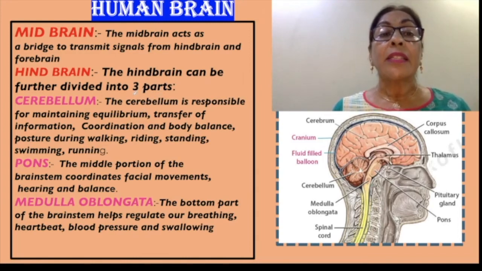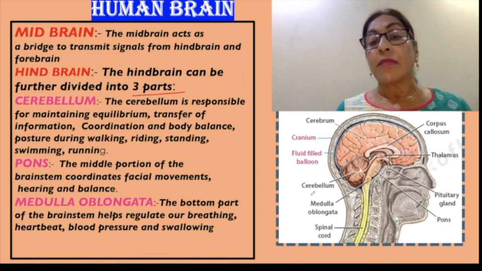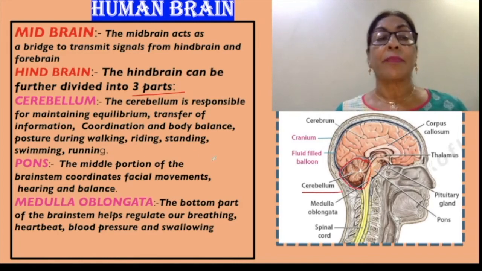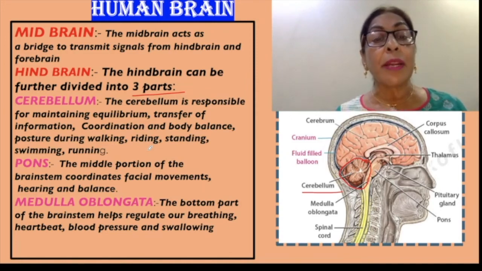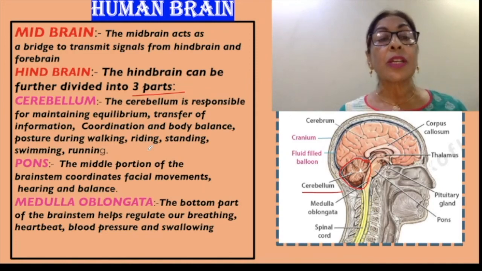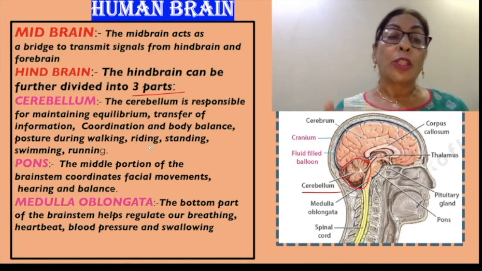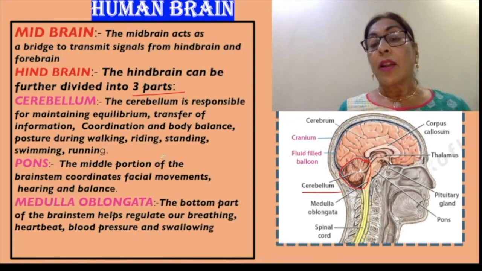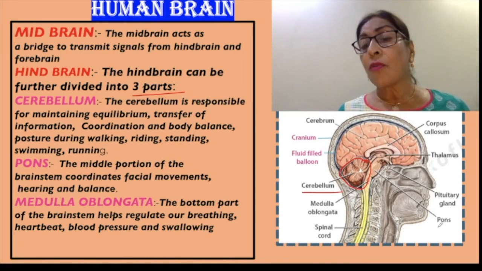Hindbrain is divided into three parts. Which are these three parts? Cerebellum. This is a flower-like structure. The cerebellum is responsible for maintaining equilibrium, transfer of information, coordination, body balance, and posture during walking, riding, standing, swimming, and running. Now, what is the function of the pons?